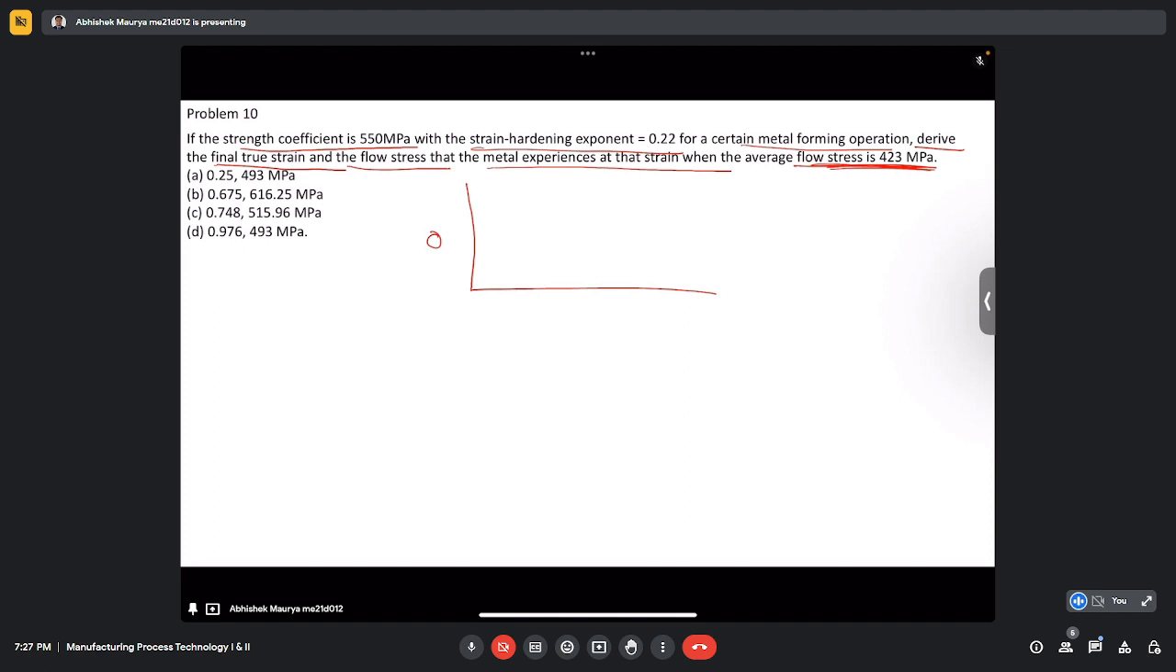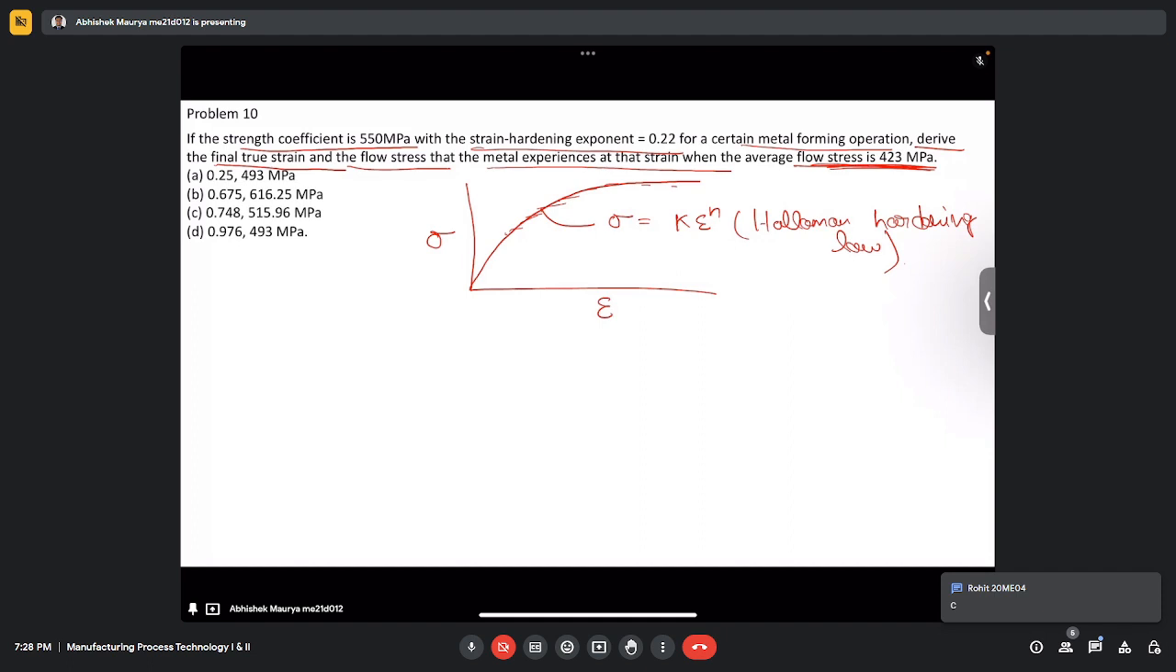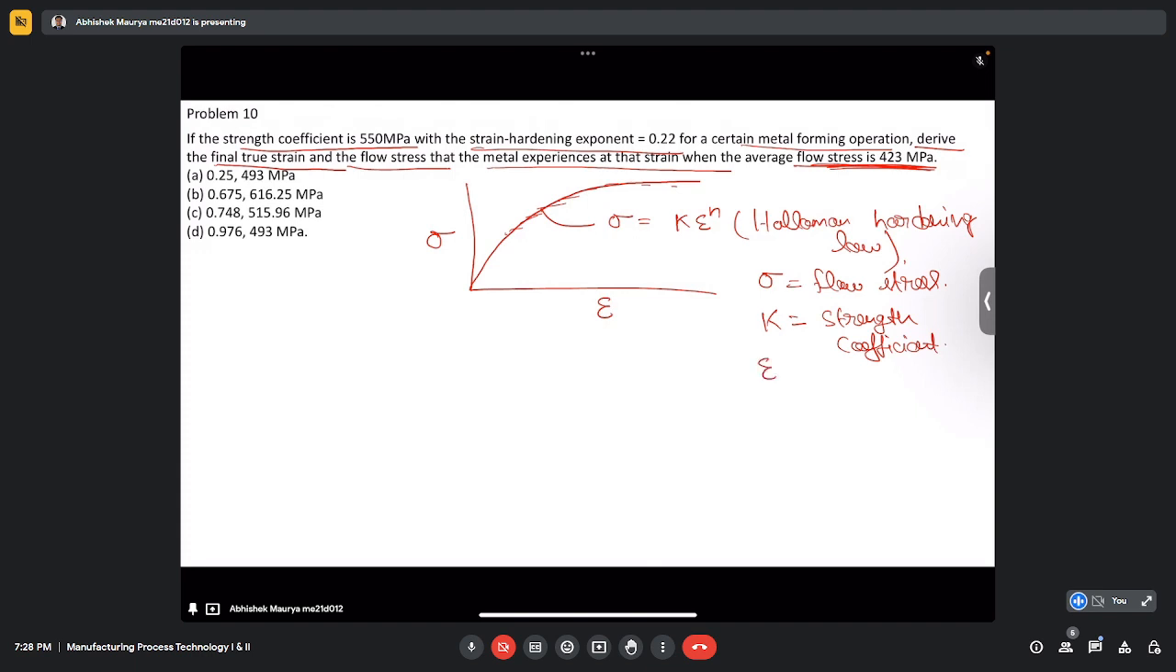If we see a typical stress strain curve for a metal, we get something like this relationship. This region is called the strain hardening region, and the relationship which works here is called the Hollomon hardening law. Here sigma is the flow stress, K is the strength coefficient, epsilon is the true strain, and n is the strain hardening exponent.